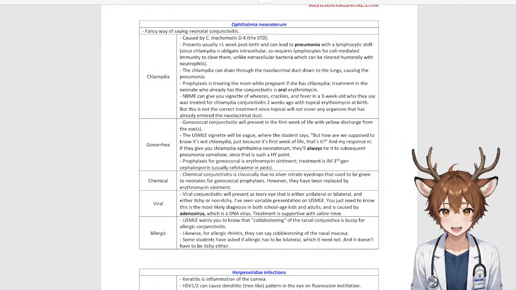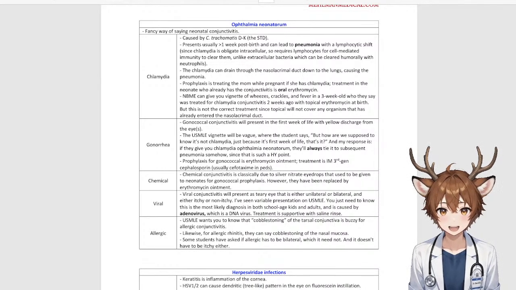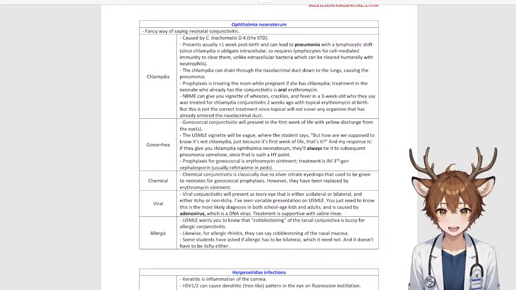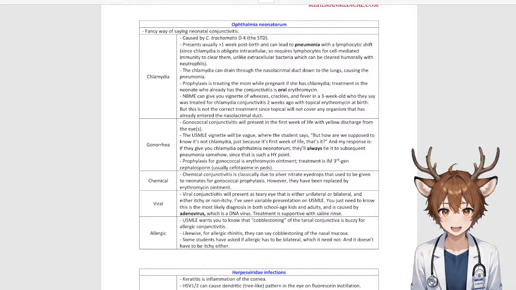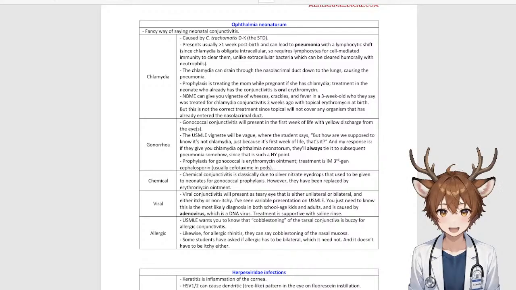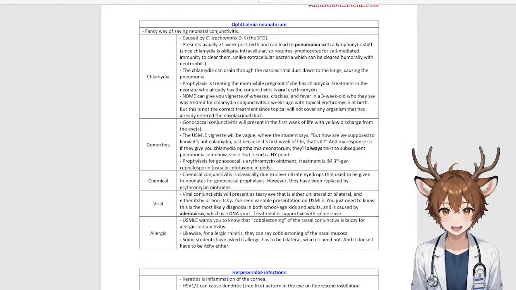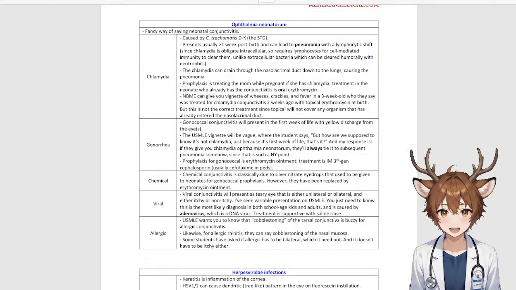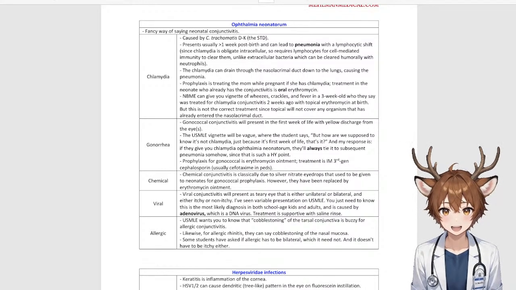Well, we have chlamydia, caused by C. trachomatis, D through K, this STD, presents usually greater than 1 week post-birth and can lead to pneumonia with a lymphocytic shift since chlamydia is obligate intracellular, so it requires lymphocytes for cell-mediated immunity to clear them, unlike extracellular bacteria, which can be cleared humorally with neutrophils. The chlamydia can drain through the nasolacrimal duct to the lungs, causing the pneumonia.